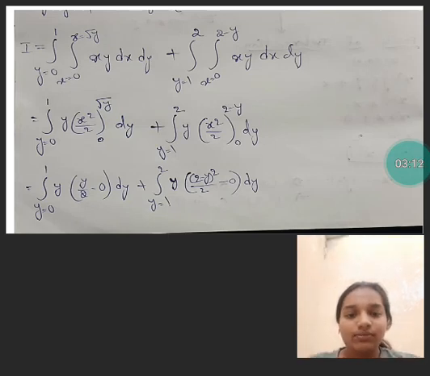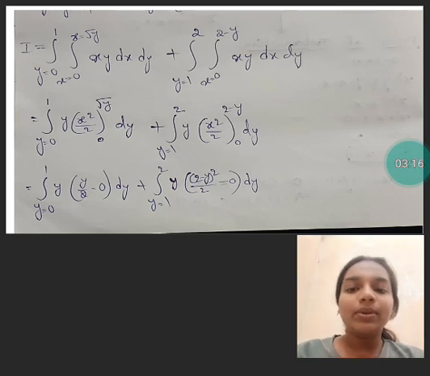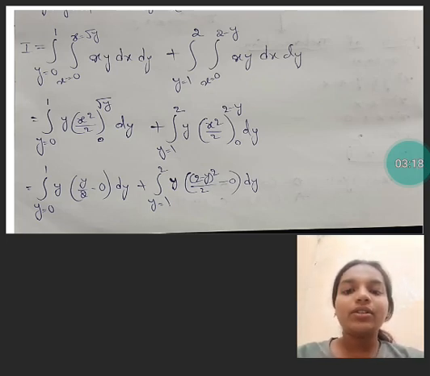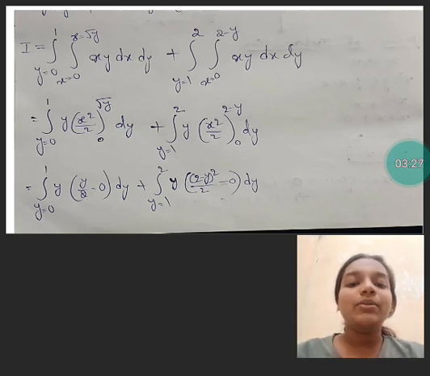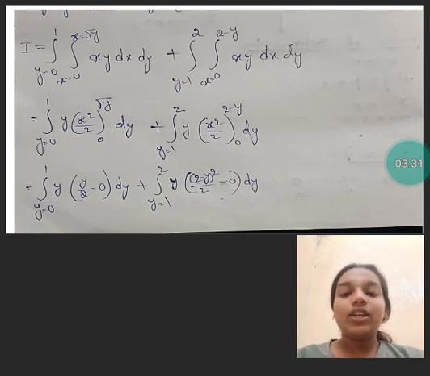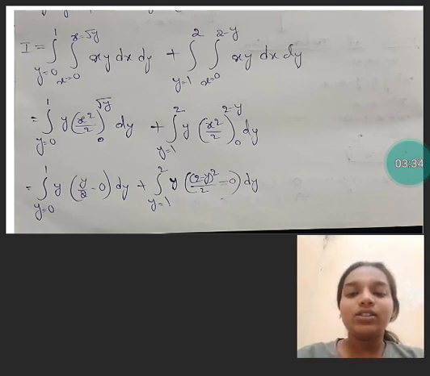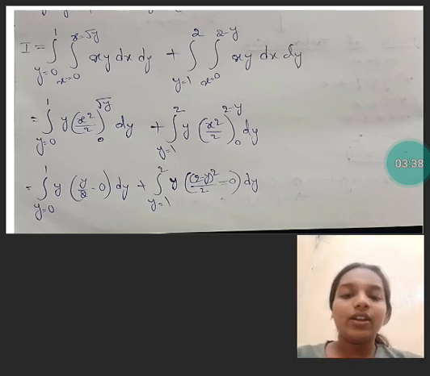If we do the integration with respect to x, it becomes x square by 2 y, with limits 0 to root y, dy plus, next also we do the integration of x, it becomes x square by 2 with limits 0 to 2 minus y, dy. Next, if we place root y and 0 limits into x square, y minus 0 by 2 dy plus y into 2 minus y whole square minus 0 by 2 dy.